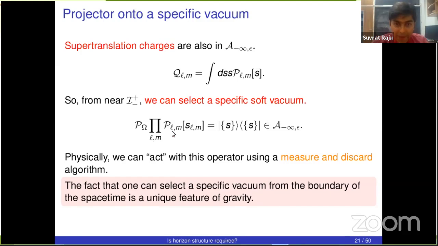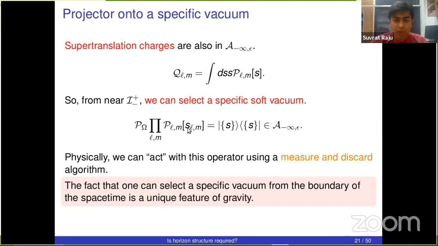And by combining the projector on the supertranslation charges and this projector on the vacuum, you can project onto a specific soft vacuum. And as I said, physically, you can act with this operator on a state by using the standard measure and discard procedure in quantum mechanics. You make a measurement of the supertranslation charges and then a measurement of the Hamiltonian, and you discard whenever you don't get the value zero for this last measurement and the value SLM for these other measurements.